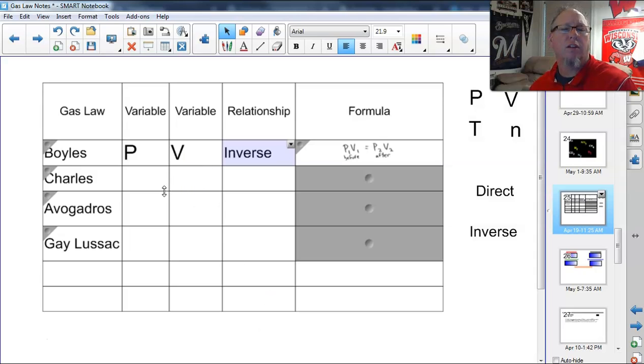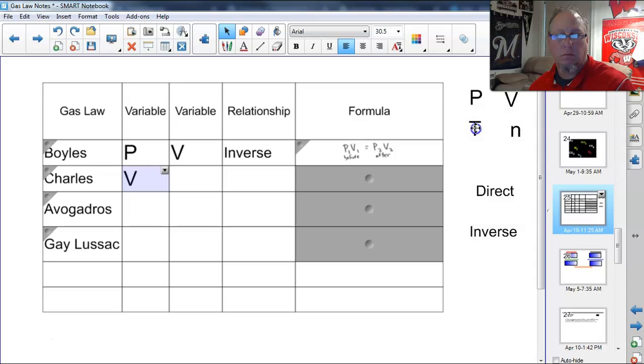What two variables are involved in Charles' law? Here's one of the things important about Charles' law. You have to keep the temperature in kelvins. To change from Celsius to kelvins, you add 273. What type of relationship is Charles' law? And the formula for Charles' law is V1 over T1 equals V2 over T2.